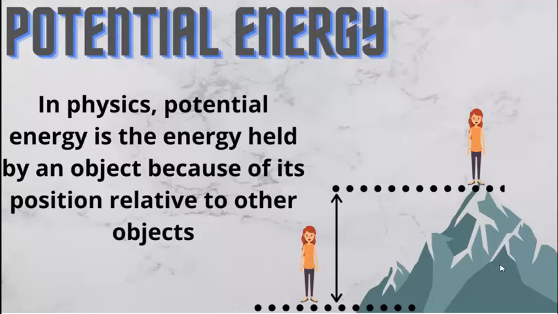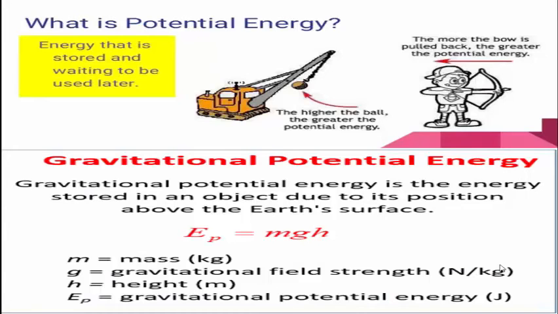The potential energy of a body due to its position or deformed shape, that is configuration. In physics, potential energy is the energy held by an object because of its position relative to other objects. You can also define potential energy as the energy that is stored and waiting to be used later.